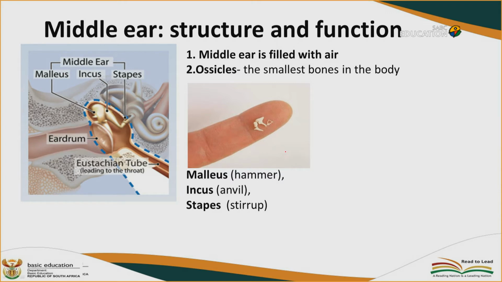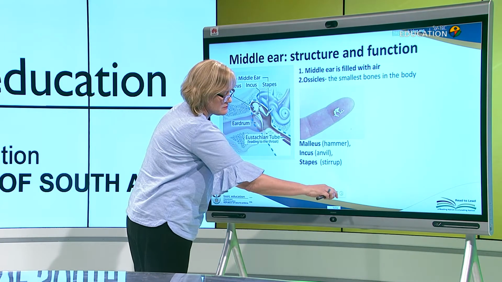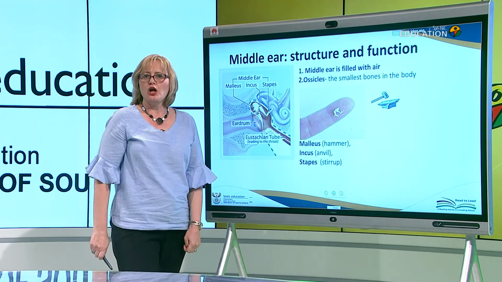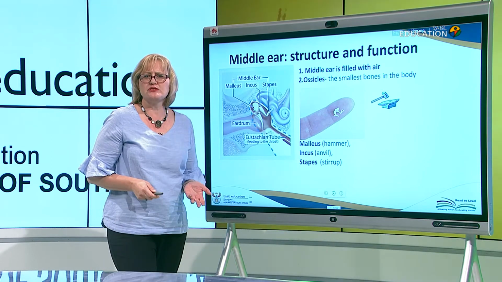Right. Now, the names of these little bones comes from the way they look. If you look at them, the first one there looks like a little hammer. Right, looks like a little hammer. The middle one looks like an anvil. Now, an anvil was something that blacksmiths used in the olden days.